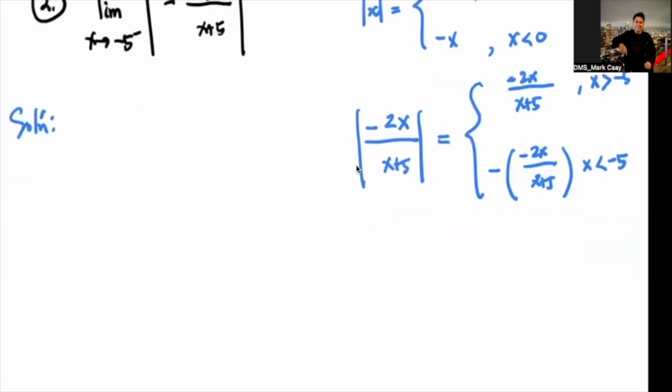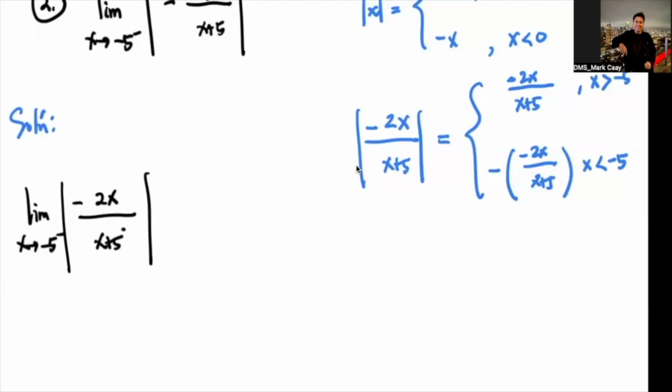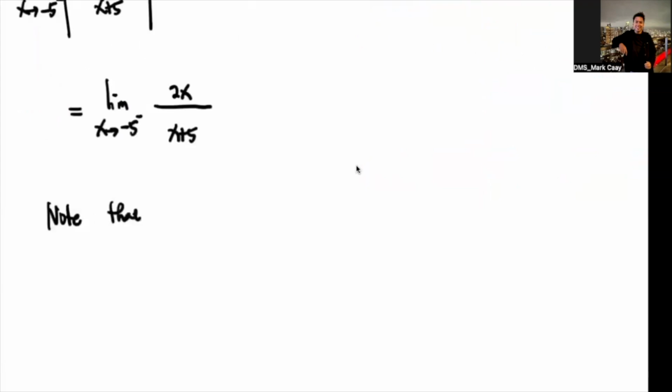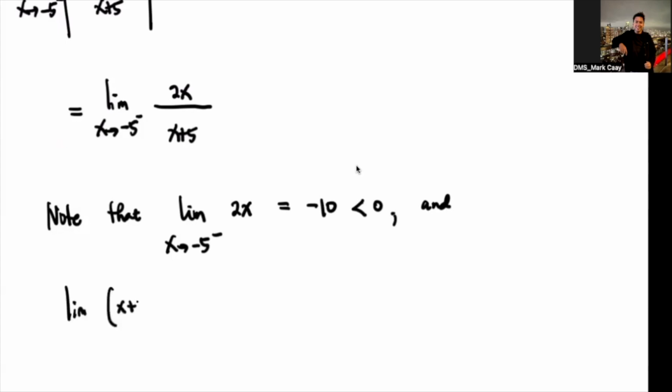To do that, the limit of your absolute value of negative 2x over x plus 5 as x approaches negative 5 from the left, ang mangyayari, this is now equal to the limit of your negative of negative 2x. So, magiging 2x na siya over x plus 5 as x approaches negative 5 from the left. Okay, so if you notice, this one, note that ang limit ni 2x as x approaches negative 5 from the left is negative 10, which is less than 0. Tama? And the limit of your x plus 5 as x approaches negative 5 from the left is actually 0.